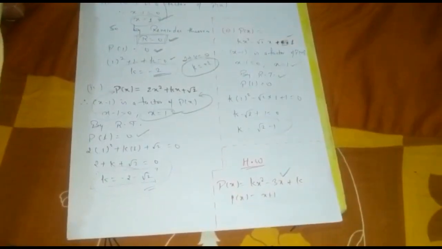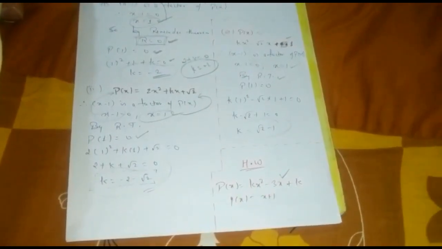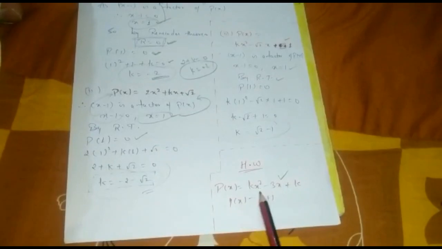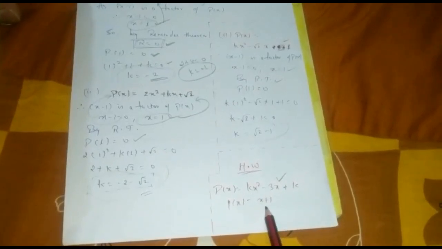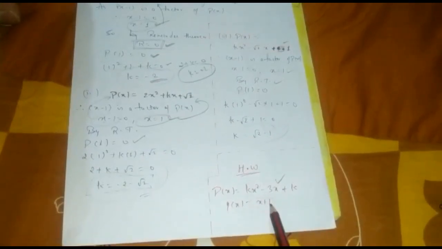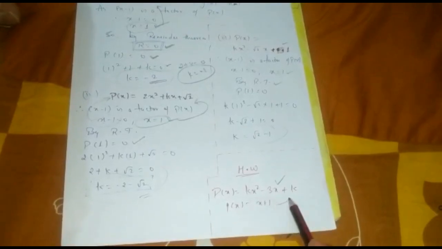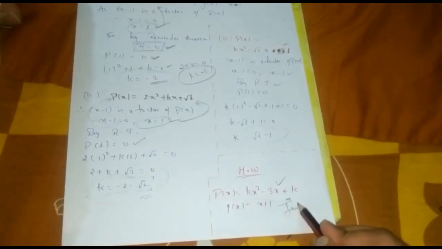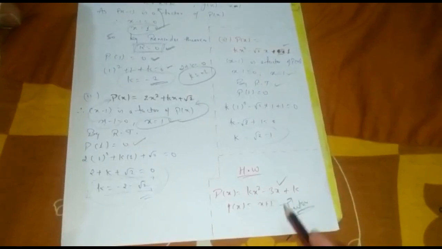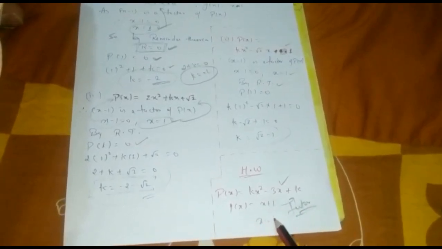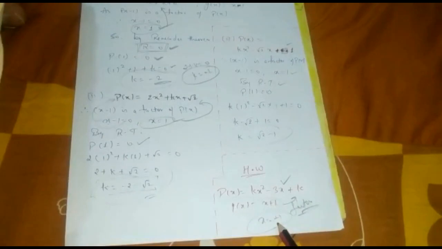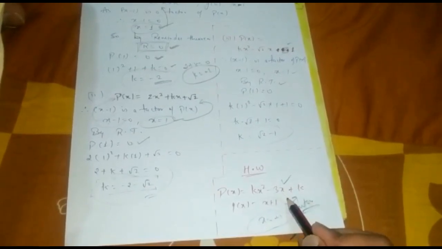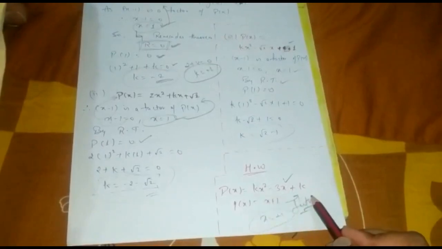So this is one more question for you in homework: p of x is equal to kx square minus 3x plus k, and you have to find the value of k when g of x is equal to x plus 1. That means g of x is a factor of this polynomial function. So you just put x equal to minus 1 in this polynomial function, and check and find the value of k.